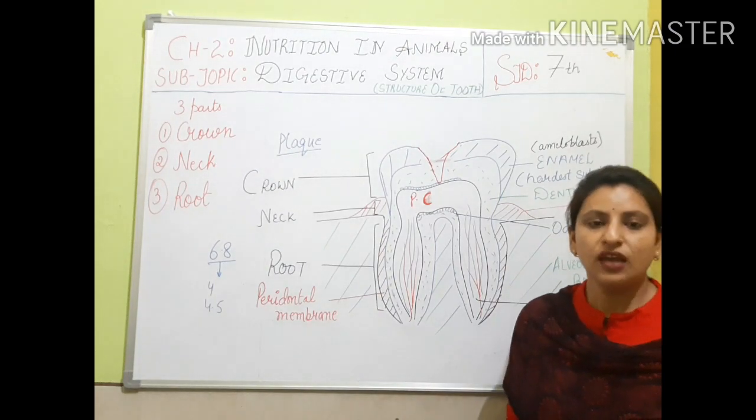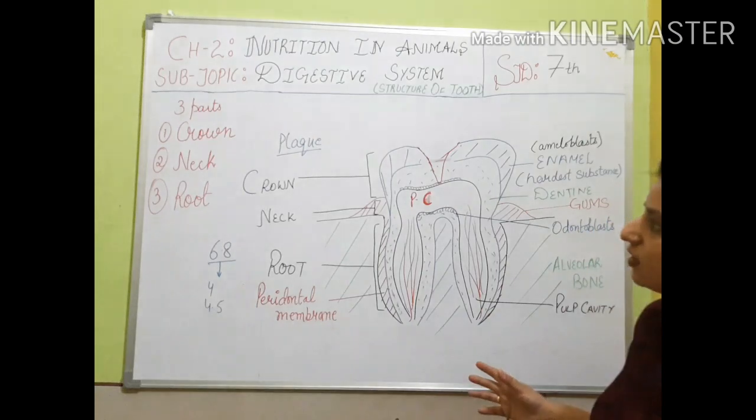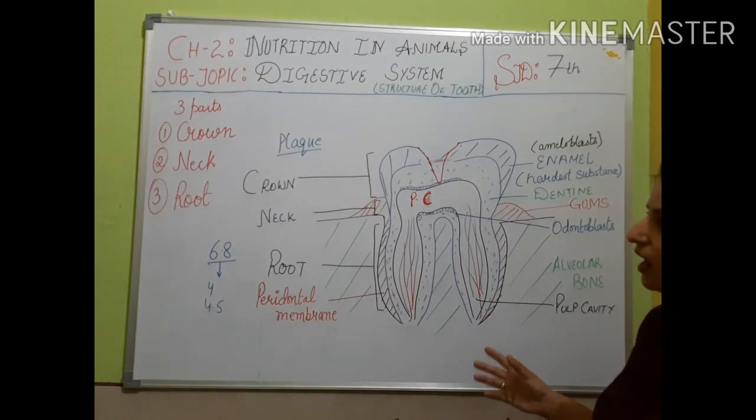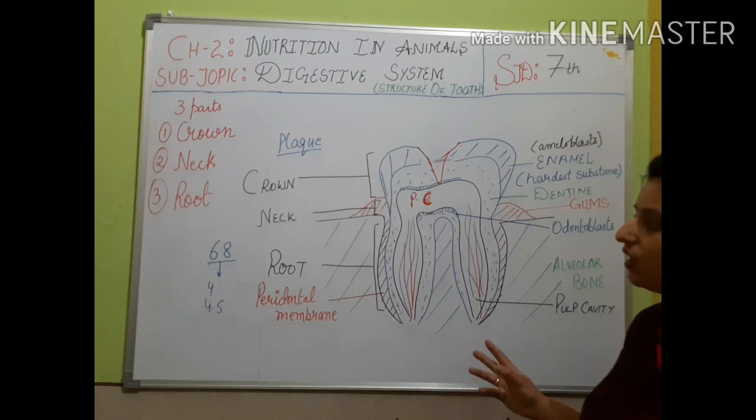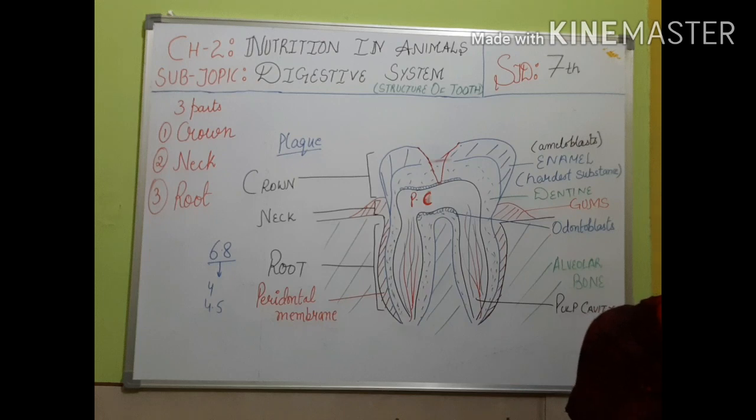So I hope you understand the basic structure of the tooth, which has three parts: crown, neck and root. And in our next video we will discuss the buccal cavity, mainly the salivary glands and tongue.